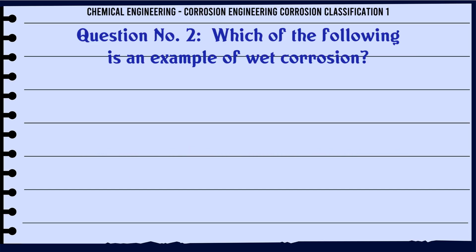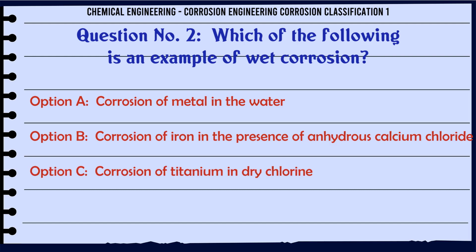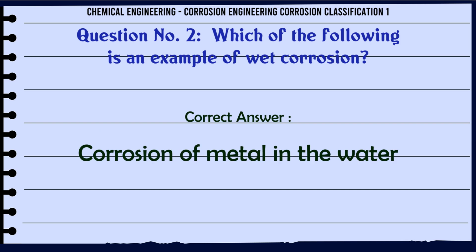Which of the following is an example of wet corrosion? A. Corrosion of metal in the water. B. Corrosion of iron in the presence of anhydrous calcium chloride. C. Corrosion of titanium in dry chlorine. D. Corrosion due to furnace gases. The correct answer is corrosion of metal in the water.